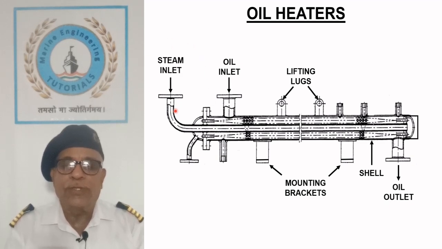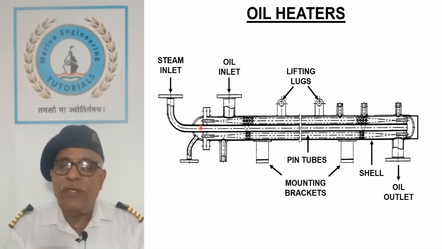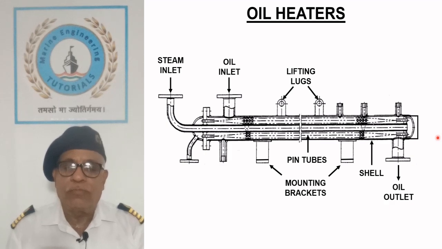Steam entering through the central tube is supplied to the other end while exchanging its heat to the surrounding oil. A number of pin tubes return back the steam to the front end while exchanging their heat with the surrounding oil. Pins mounted to the tubes increase the surface area and also promote turbulence in the oil flowing around them. Counterflow between oil and steam further improves heat transfer rate.